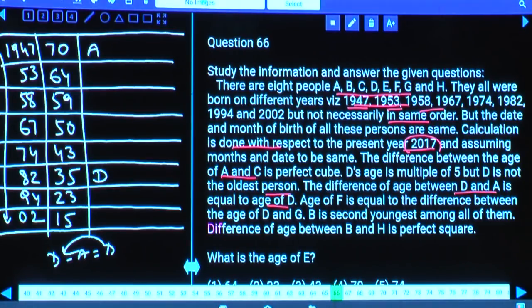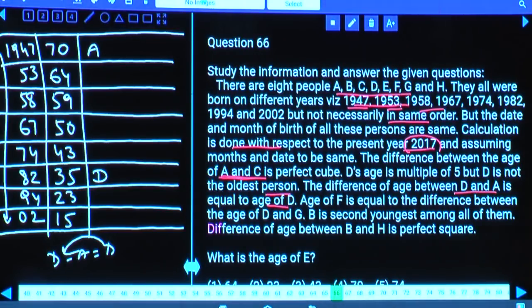Then, the difference between the ages of A and C is a perfect cube. A is 70. 70 minus 64, it is not a perfect cube. 70 minus 59, 11 is not a perfect cube. 70 minus 50, 20 is not a cube. 70 minus 43, 27 is a perfect cube. 70 and 35, 35 is not a cube.